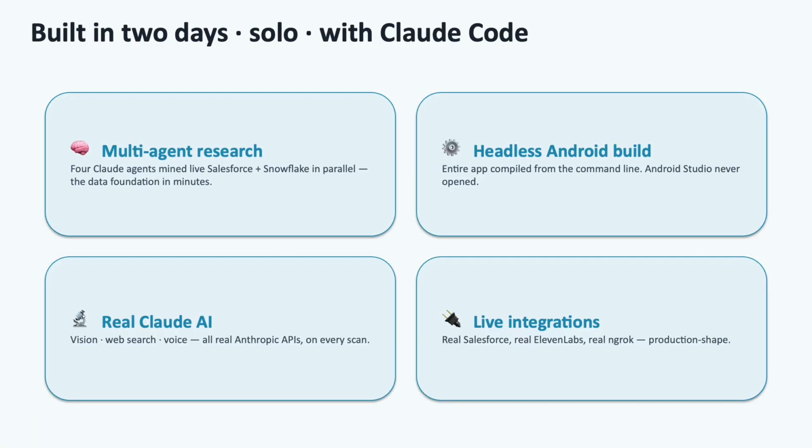ClickLens was built in 2 days, solo, with Claude Code. 4 Claude research agents mined real Salesforce and Snowflake data in parallel, establishing the data foundation in minutes. The entire Android app compiled from the command line. Android Studio never opened. Every AI capability is real. Claude's vision model identifies the equipment, Claude's web search pulls the real market price, and Claude itself powers the voice assistant. And the voice you're hearing right now is 11 Labs.